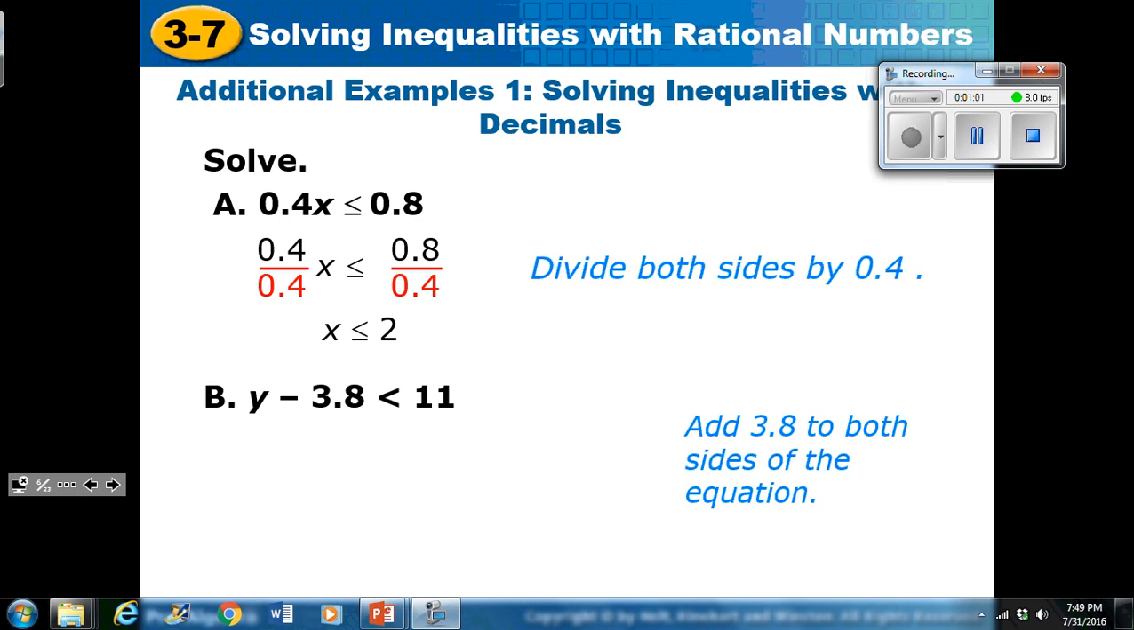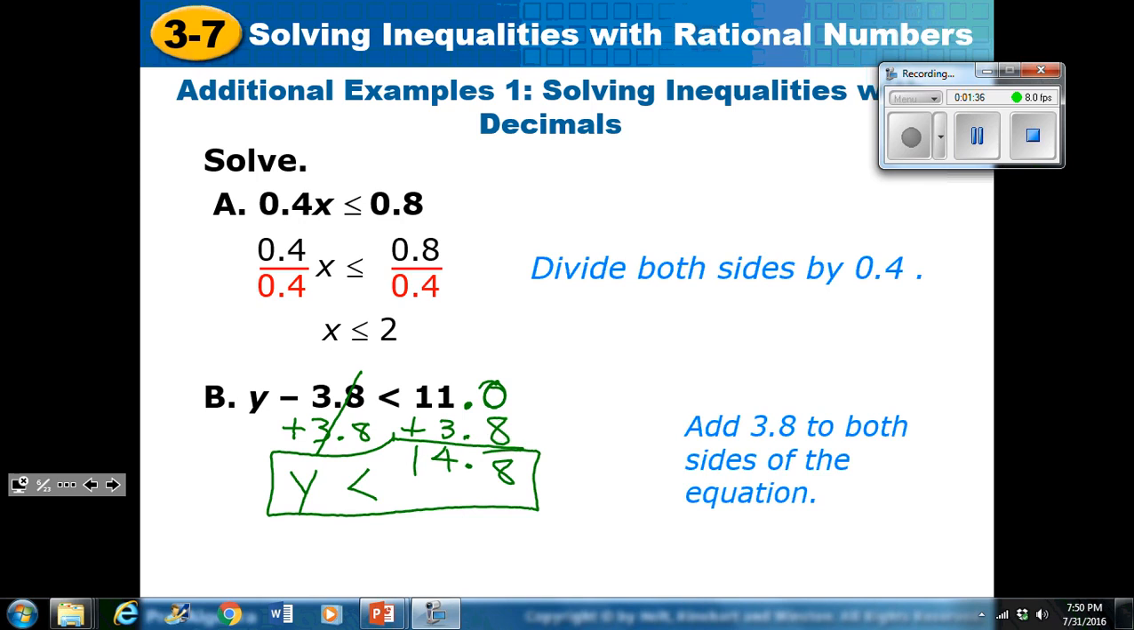Okay, in problem B, 3.8 has been subtracted from y, so we're going to add 3.8 to both sides. Minus 3.8 and plus 3.8 cancel down to plus 0, y plus 0, just y. Keep our is less than, and then we have to evaluate 11 plus 3.8. It's not necessary here, but not a bad idea to add your 0.0. That comes out to 14.8. Y is less than 14.8.